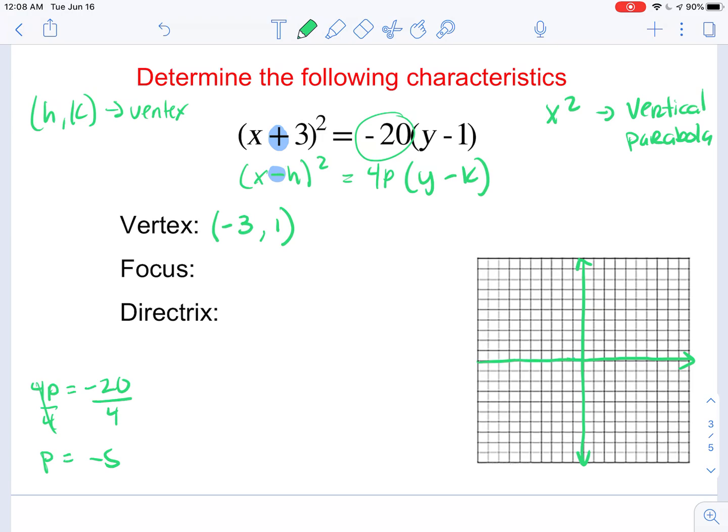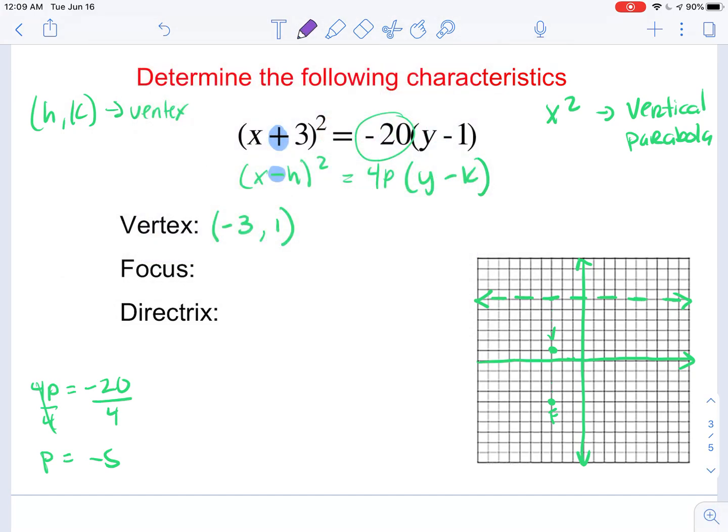Okay, so it's (1, 3). That is my vertex. And because this is a vertical parabola, my focus is going to be 5 units in a negative direction, which is down. So 1, 2, 3, 4, 5. That's my focus. Where's my directrix? My directrix is going to be 5 units in the opposite direction. So that is 1, 2, 3, 4, 5. But because it's a line, we're going to draw the dashed line.